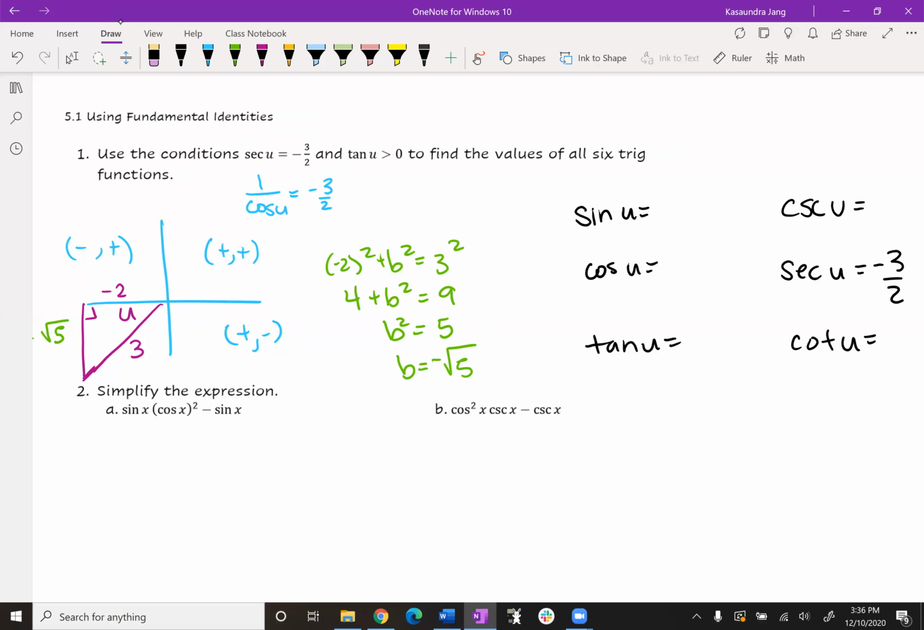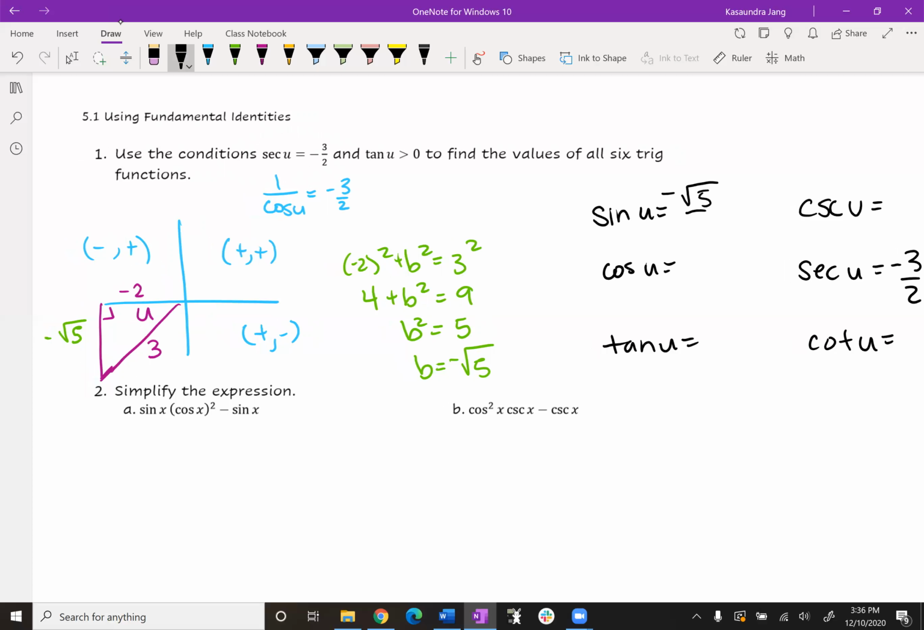Sine, let's see, sine is opposite over hypotenuse. So those guys right there, a -√5 over the hypotenuse 3.